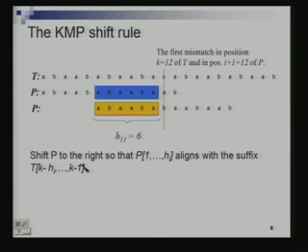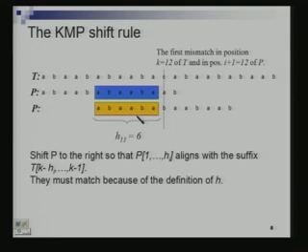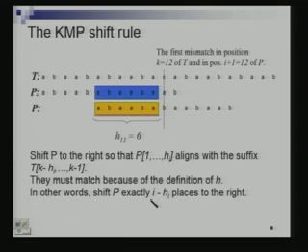So we are shifting P to the right so that P1 through hi, that is 1 through 6, aligns with the suitable suffix of the text. K is the position of mismatch, K minus 1 is before this, and K minus hi is this part. So it aligns with this perfectly, and these parts should match. Why? Because this is the same as this, which is the same as this. So in other words, we are shifting P by i minus hi places to the right.